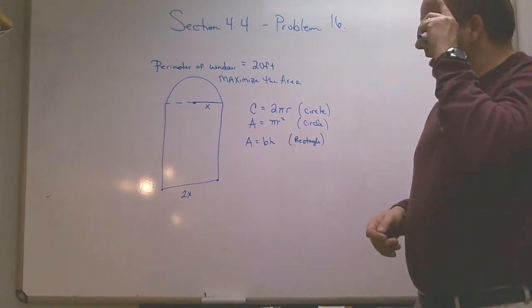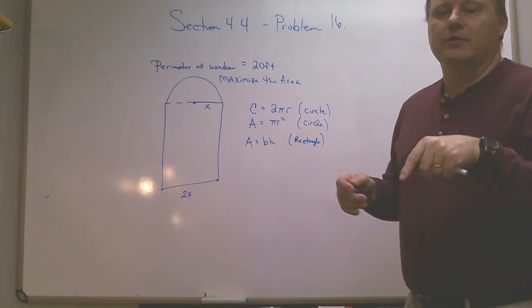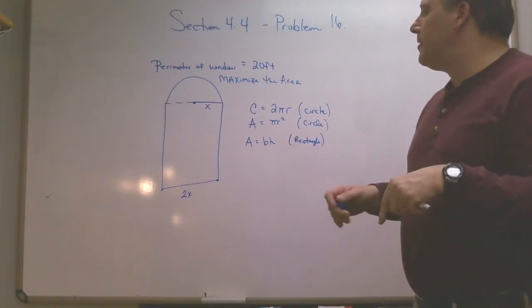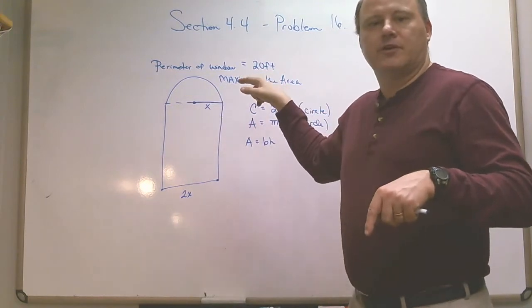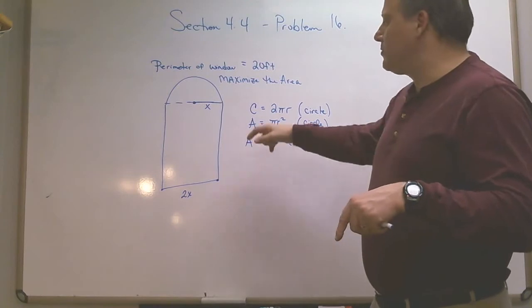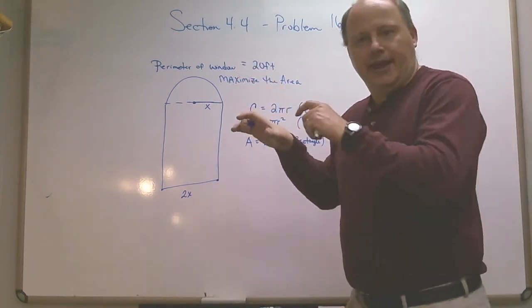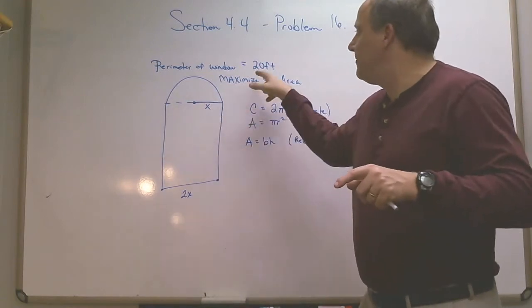It's talking about a Norman window, which is basically what we call in the Midwest a wagon wheel window. It's got a regular rectangular window with a half circle on top of it. What we've got going on here is we want to maximize the area of the window, but we only have a perimeter around the window of 20 feet total.